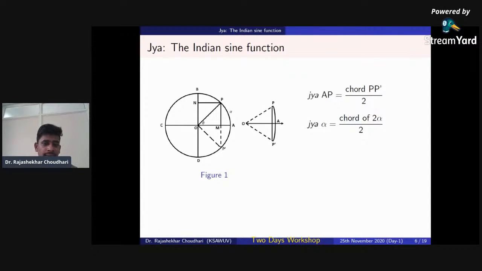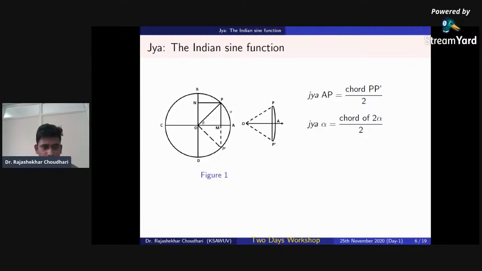If I take an arc AP, it is a cosine function with respect to the arc AP, and a sine function with respect to the arc BP. So the line NP equal to OM is a cosine function with respect to the arc AP, and also a sine function with respect to the corresponding arc BP. It is also the distance of P from the perpendicular reference line BD.